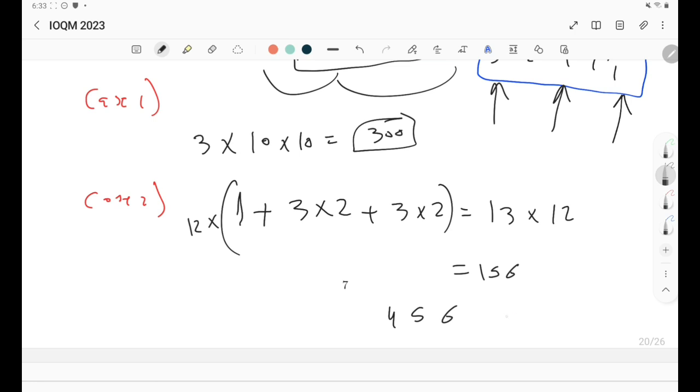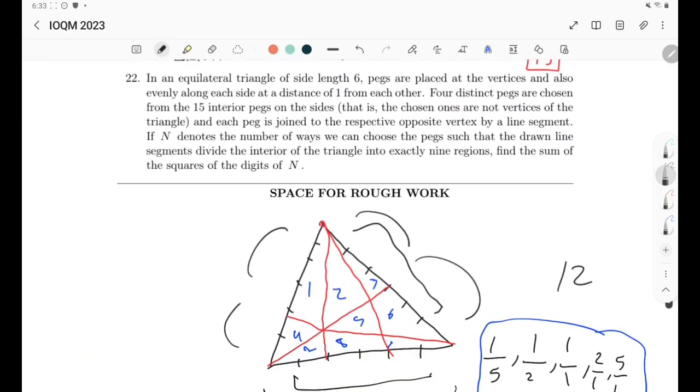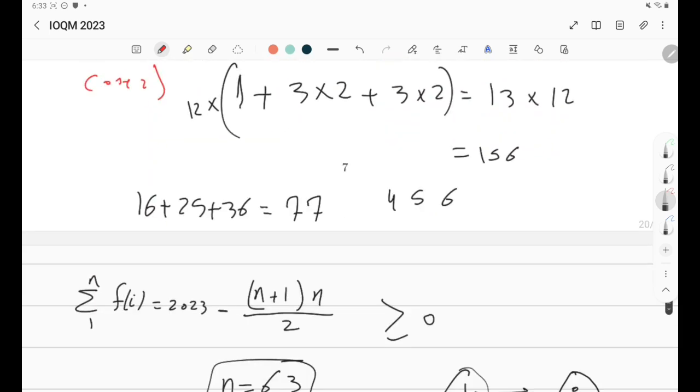So now if we add them, okay, what was the question? The question asked us to find the sum of squares, because the answer is a 2-digit number. So the sum of squares is 16 plus 25 plus 36. That's 77. Okay, so that should be the answer. Okay, good.